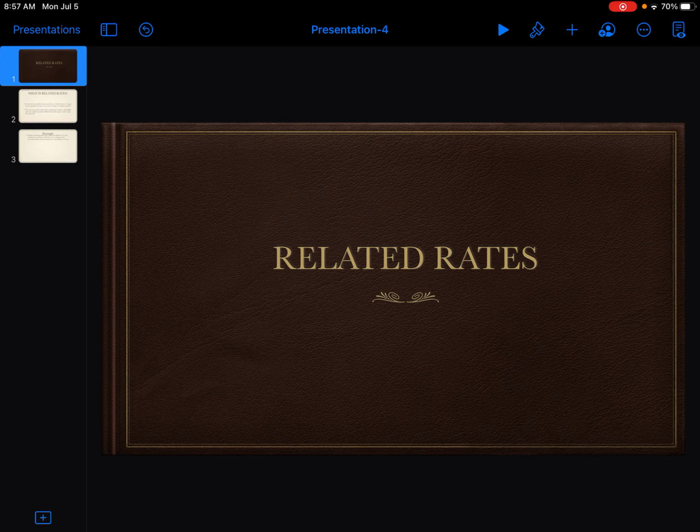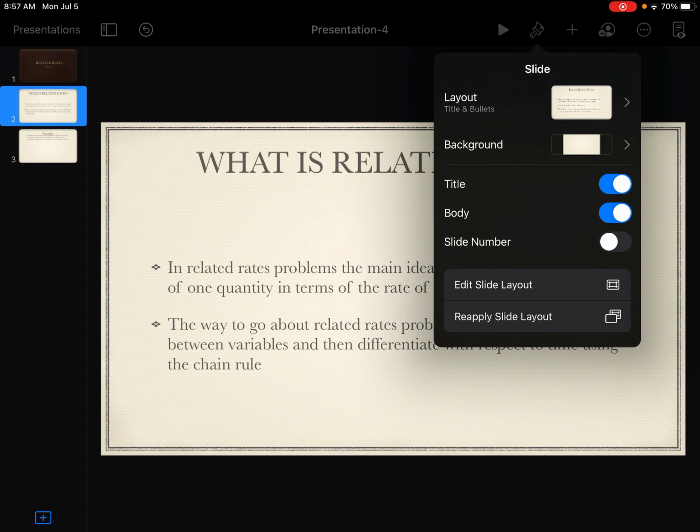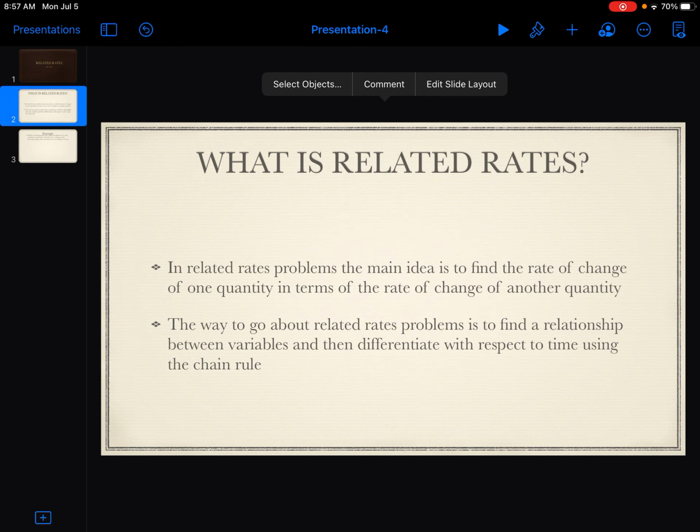And I'll be doing a few videos of different examples, and they'll be shorter videos because, like I said, related rates takes a lot of practice, and these problems are word problems, so they take a little more time to solve. So let's get into it. So what is related rates? What if you're seeing this for the first time? What is it?